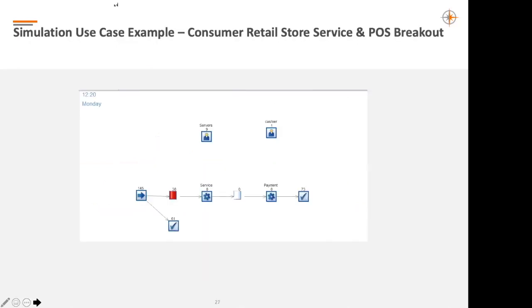So the example of the breakout is one actually in the store, and this looks simple, but it's another way that you can show how that particular model can break out into a submodel. This happens to be just the point of sale piece.